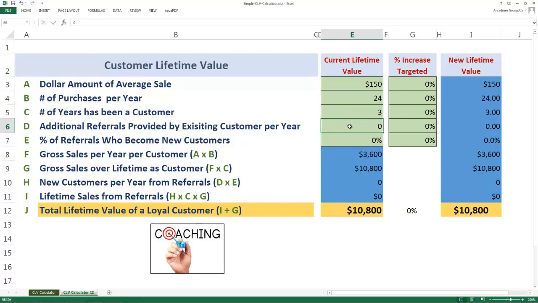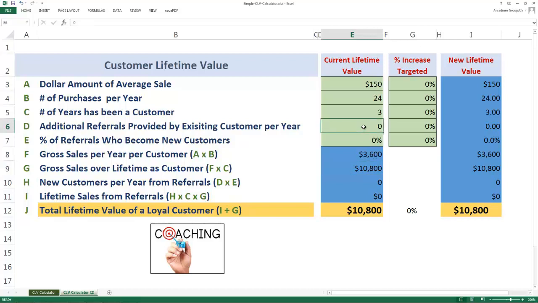Now, if we do that, you can see that the gross sales per year for that coaching client is about $3,600 a year. And over that 3-year period on line G, the gross sales over their lifetime as a customer for that coach is $10,800. So it's pretty good, right? Nice little income there from one particular client over 3 years. But where it really gets powerful is the additional referrals provided by an existing customer per year.